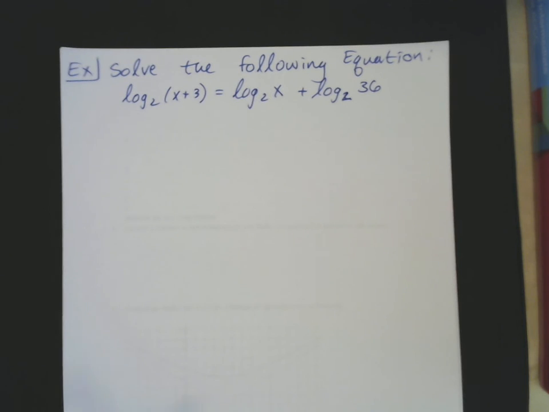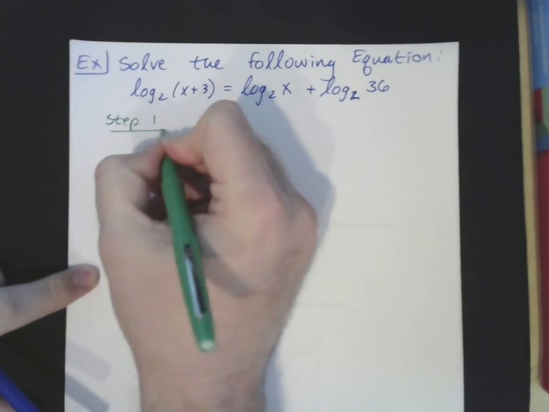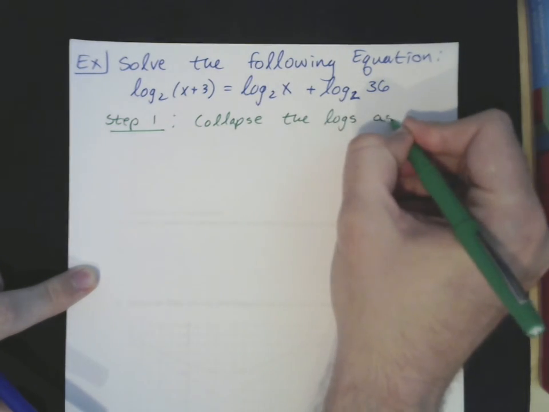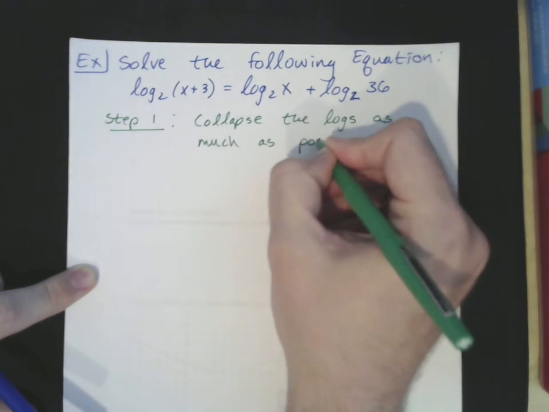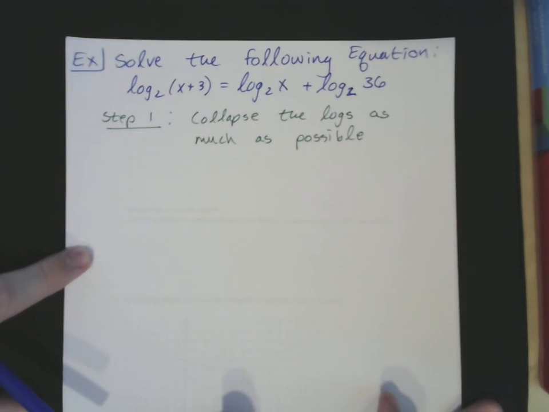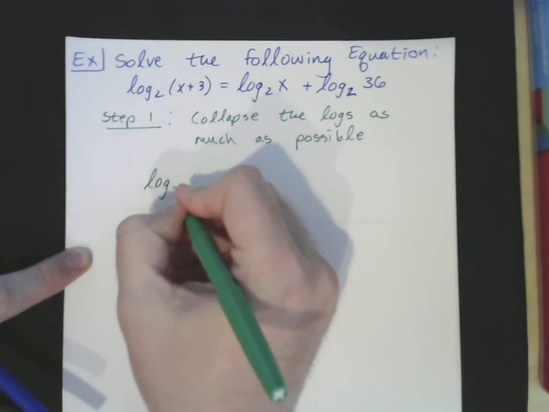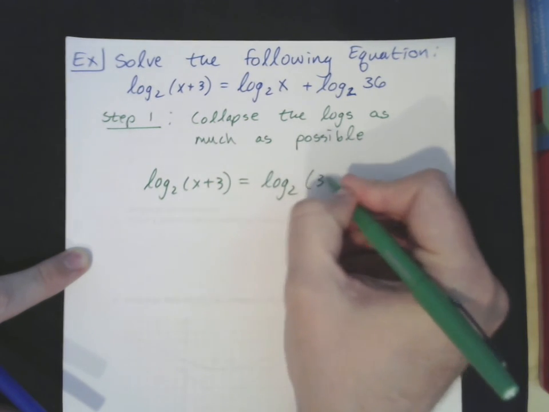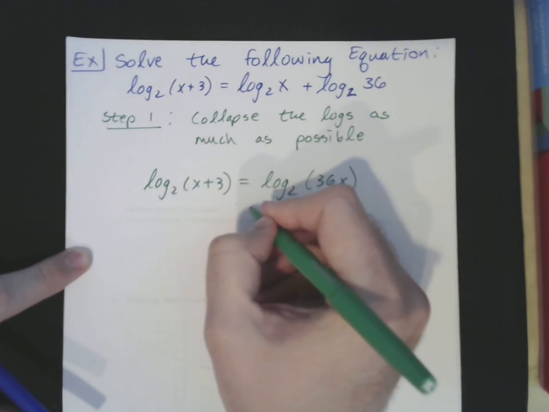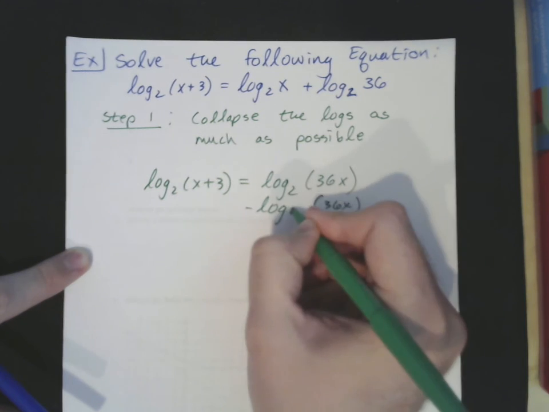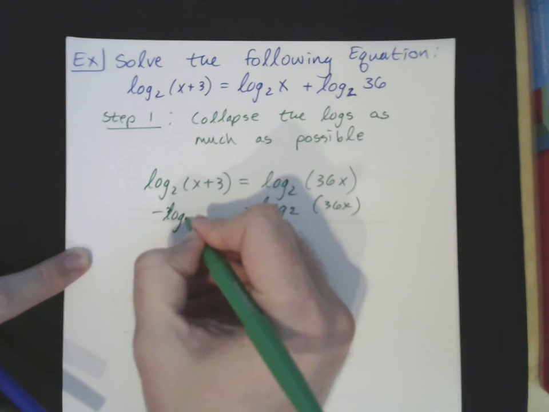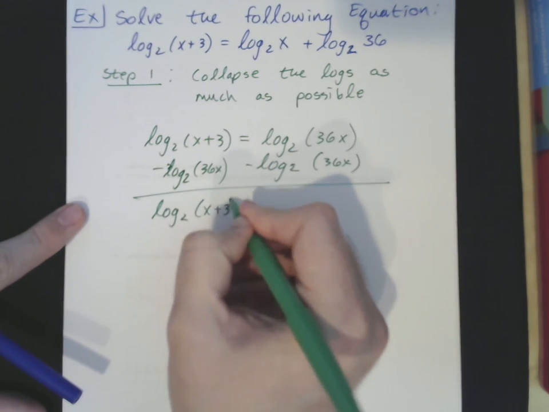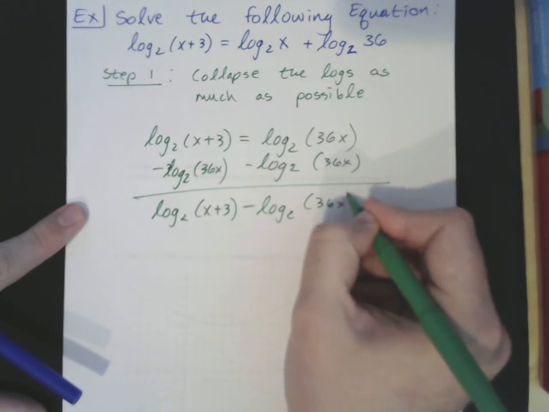So when we have a logarithmic equation, step 1 is always going to be collapse the logarithms as much as possible. Always step 1. So on the right side here, log base 2 of x plus log base 2 of 36, I can use our sum to products and multiply, so this becomes equal to log base 2 of 36x. And then I can subtract over the log base 2 of 36x. So this is going to give me log base 2 of x plus 3 minus log base 2 of 36x equals 0.